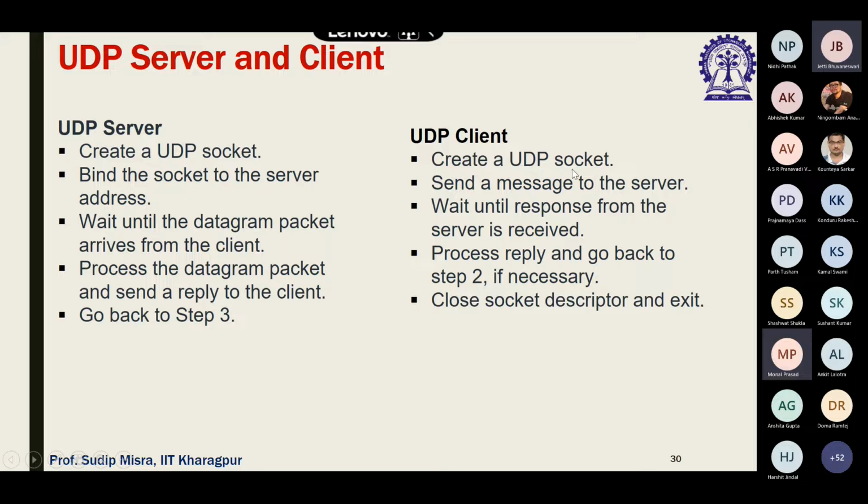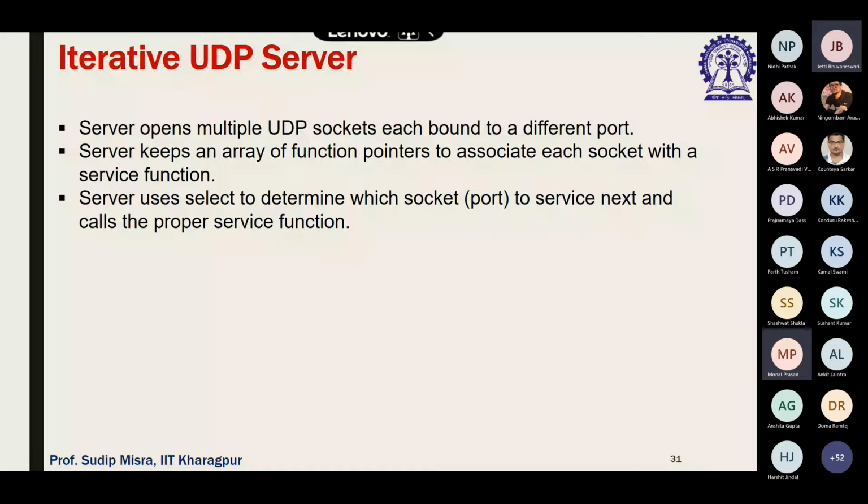And the same thing on the client side: create a UDP socket, send a message to the server, wait until the response from the server is received, process the reply and go back to step 2 if necessary, close the socket descriptor and exit. Okay. So first you will be doing the TCP, second you will be doing the UDP. The iterative UDP server is more or less the same kind of thing. The primary thing that will be different between the TCP and the UDP servers will be the socket type.